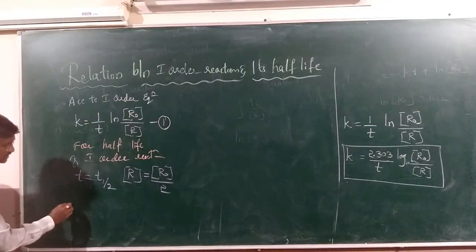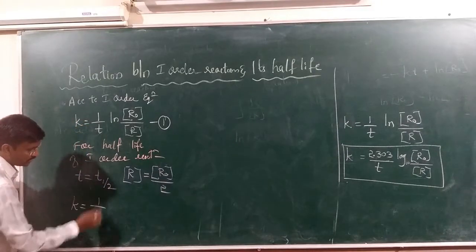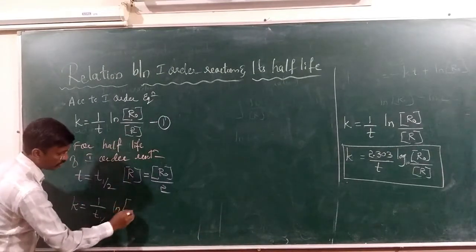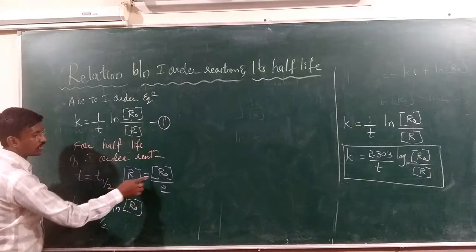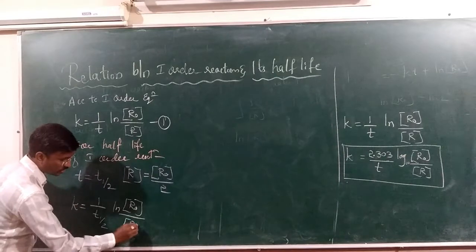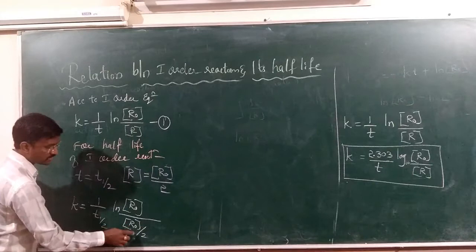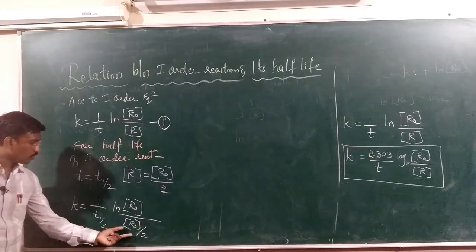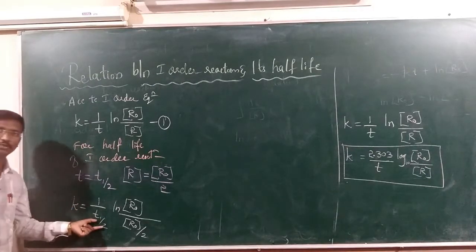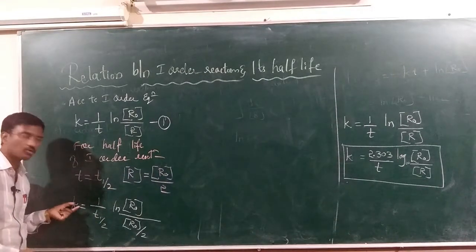k as it is, 1 upon t becomes t half into ln R naught as it is, because we have to convert R into R. Therefore, this R becomes R naught divided by 2. So now we are setting t half to the left side and taking k to the right side. Can you see here, t half in the numerator, k in the denominator, we are setting that to the numerator.